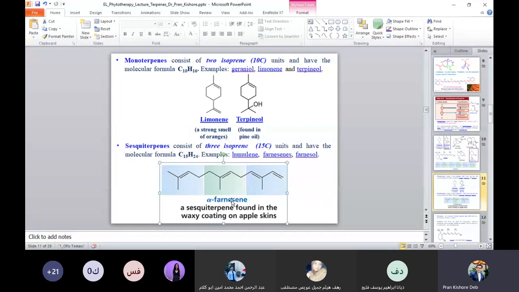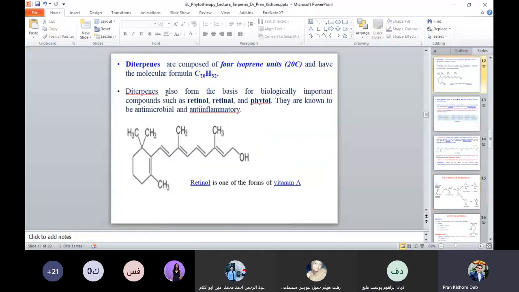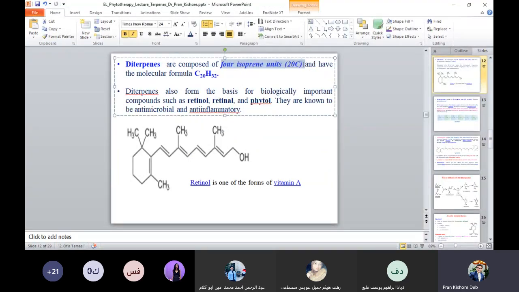If you look at the structure of farnesene, what is it responsible for? It is found in the waxy coating on apple skin. The wax shine on the apple skin is because of the presence of this alpha farnesene. Similarly, diterpenes are composed of 4 isoprene units, that means 20 carbon, and have the molecular formula C20H32. 32 means 8 times 4.